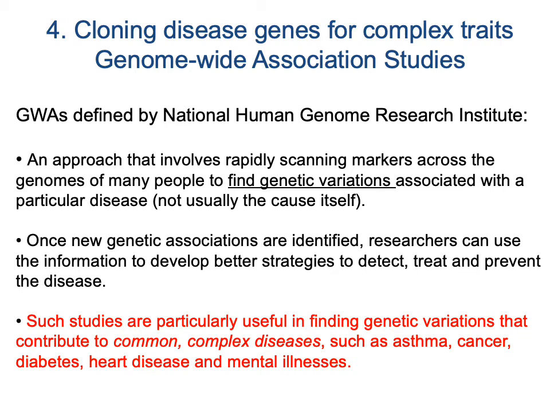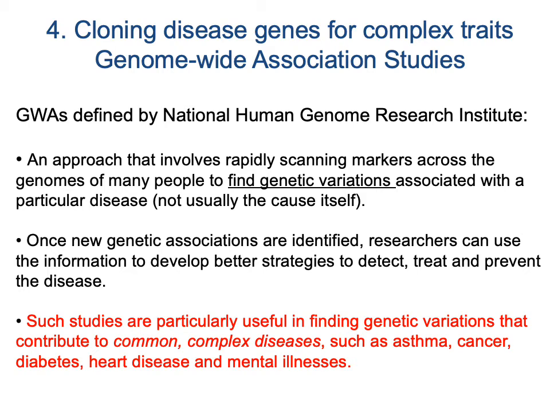So instead, you rapidly scan these markers across the genomes of many people. And you're just looking for genetic variations associated with the disease, not necessarily the disease gene itself right away, but you're just trying to correlate and find genetic variations that are found in people that have the disease. Once you identify these new genetic associations, then researchers can progress to using that information to try to detect, treat, and prevent the disease.